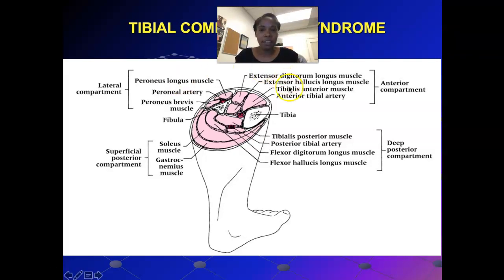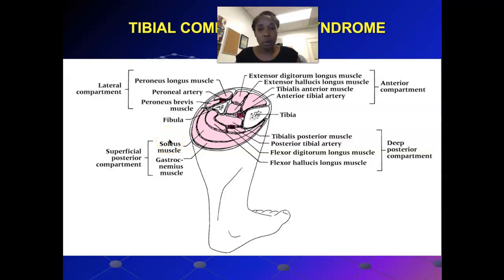Okay, and then you have the anterior compartment, which is mainly responsible for toe extension and dorsiflexion of the ankle joint, right, guys? It's going to house your extensor muscles and the tibialis anterior muscle, and then you have the muscles of the posterior compartment, right? The deep posterior compartment is going to house Tom, Dick, and Harry, and then your superficial compartment is going to house the triceps surae muscle group, right?